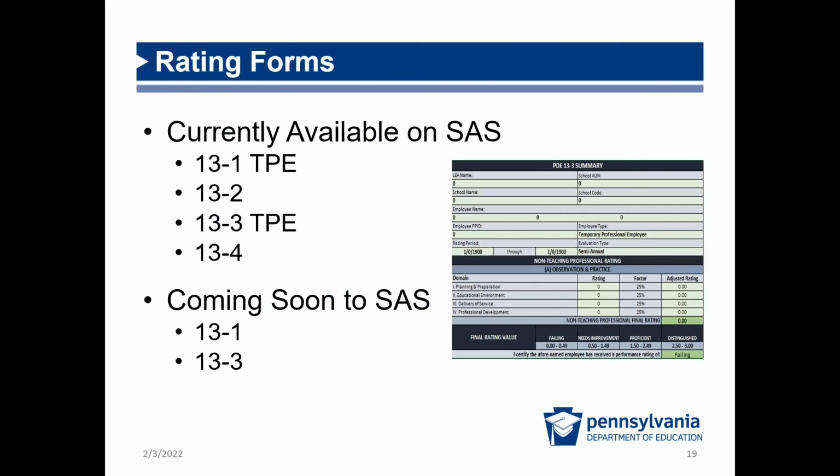So we have a rating form session coming up. It is going to be in 2 weeks, sorry, 3 weeks. But it's coming up soon. And it's currently available on SAS are the 13.1 TPEs, 13.2, 13.3 TPEs, and 13.4. Those are the ones you should be using for mid-year. Coming soon, because they're going through legal and ADA compliance, but will be up soon, are the 13.1s and the 13.3s. PEERS will have all rating forms available by the end of the year for end of year evaluations. So it will be all updated.